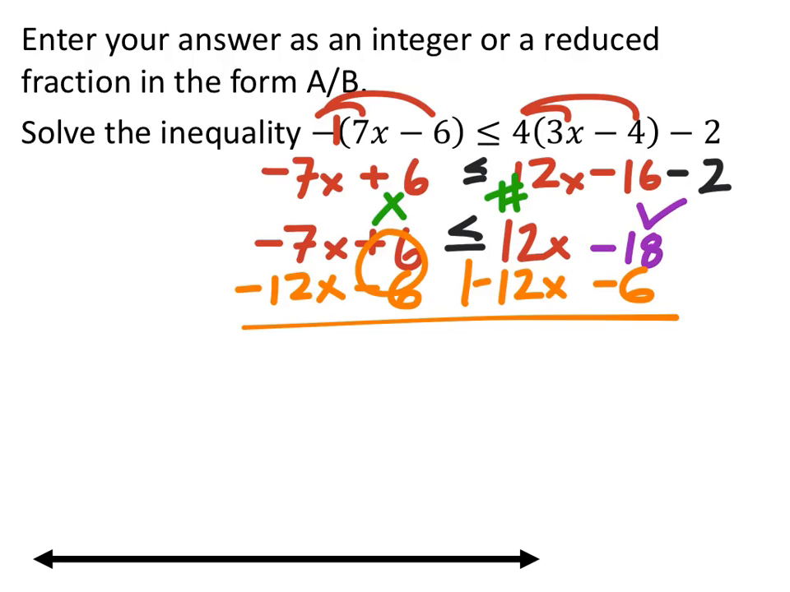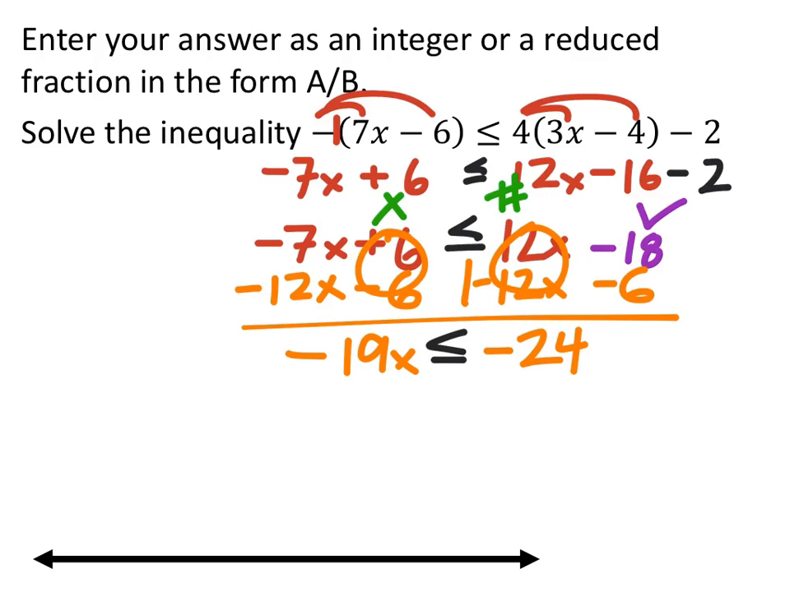So here's what happens. This positive 6 zeroes out, and same with the 12x right there zeroes out. I got negative 7x minus 12x, which is negative 19x's. And again, that's the subtraction principle of equality used twice. So subtraction principle of equality or addition will not affect the way that the inequality faces. So we got negative 18 minus 6, which is negative 24.